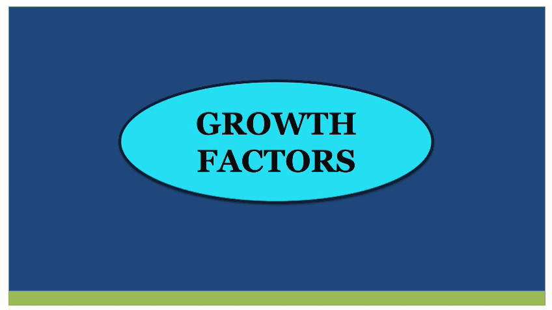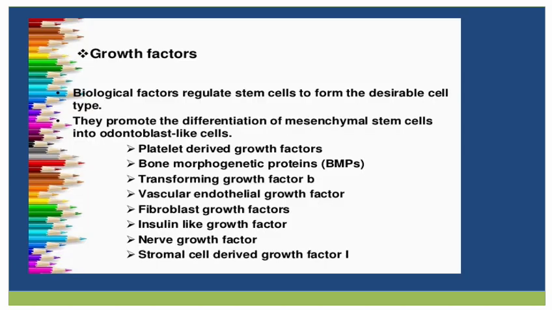Next is the growth factors. Now that we have the cells which are seeded in the scaffold, there is something which we need, like water, for it to promote. So these growth factors come into play. The growth factors are basically the platelet derived growth factors, bone morphogenic proteins, transforming growth factor beta, vascular endothelial growth factor, the fibroblast growth factors, insulin growth factors, nerve growth factors and stromal cell derived growth factors. These are biological factors which regulate the stem cells to form the desired cell type.